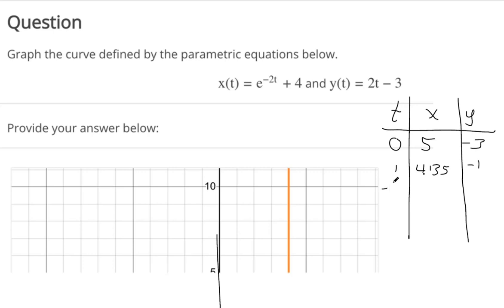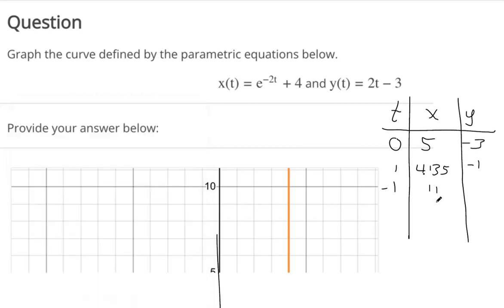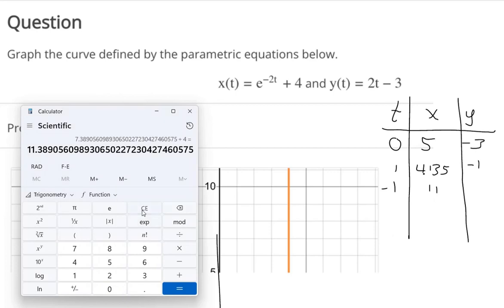Let's try a negative 1. If you plug in a negative 1, then you got e to the second plus 4. That one's going to be too high on the x-axis. That's not going to fit, so let's not do that.